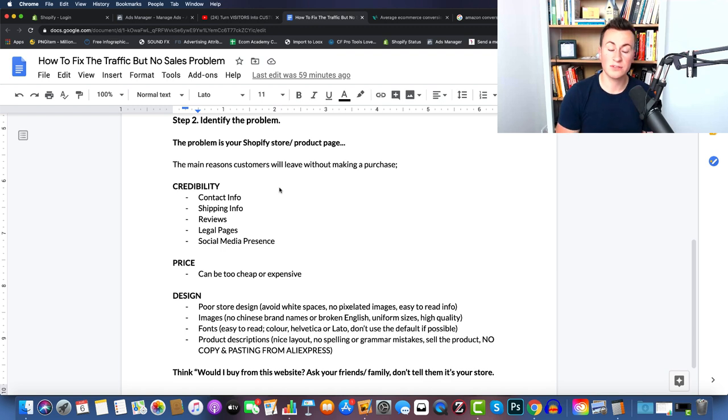Number two is you need to have shipping information. If you don't have this on your store, customers aren't going to know when they're going to receive that item, if at all. Whenever you go shopping online, something you'll always check is how fast you're going to receive that product. So if people can't find that information, it's going to put doubts in their mind and ultimately lead to them leaving without making a purchase.